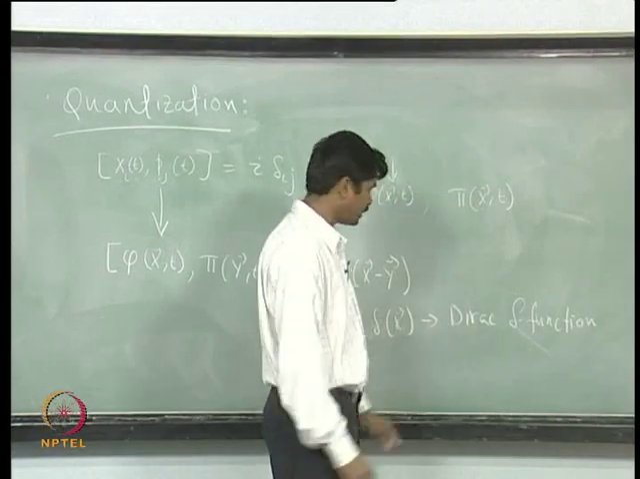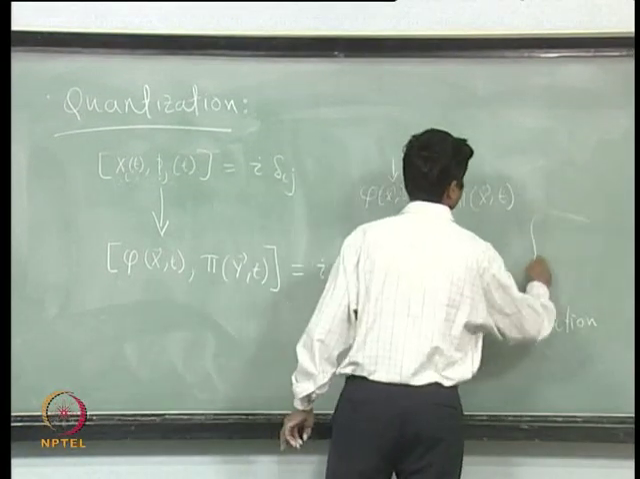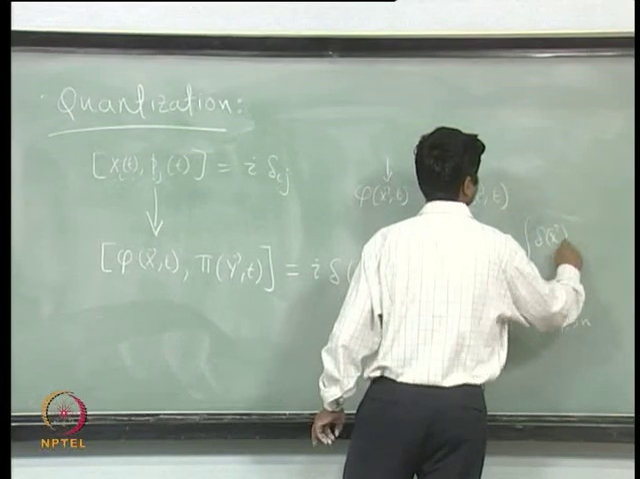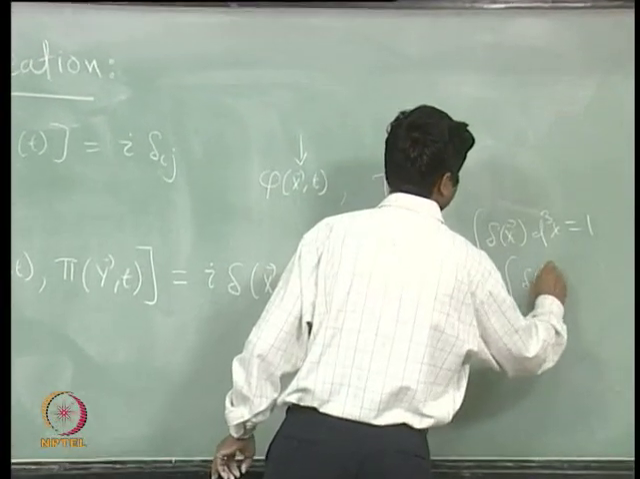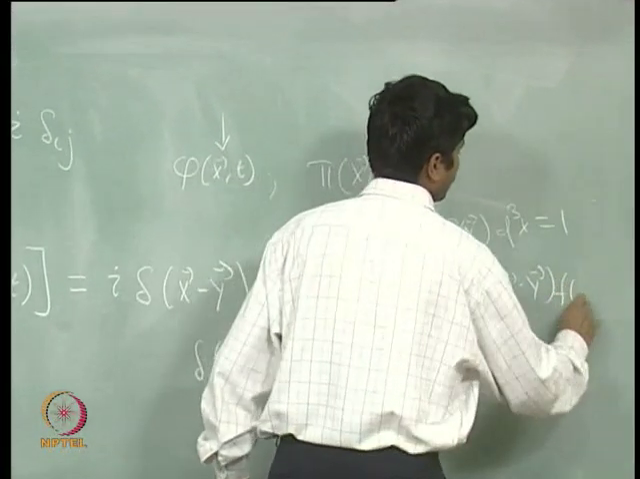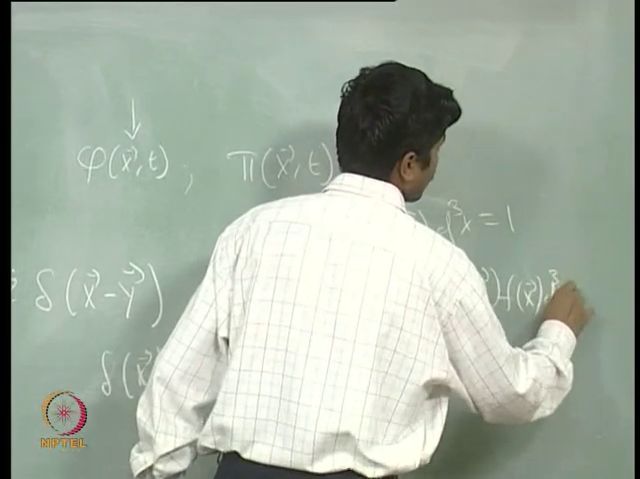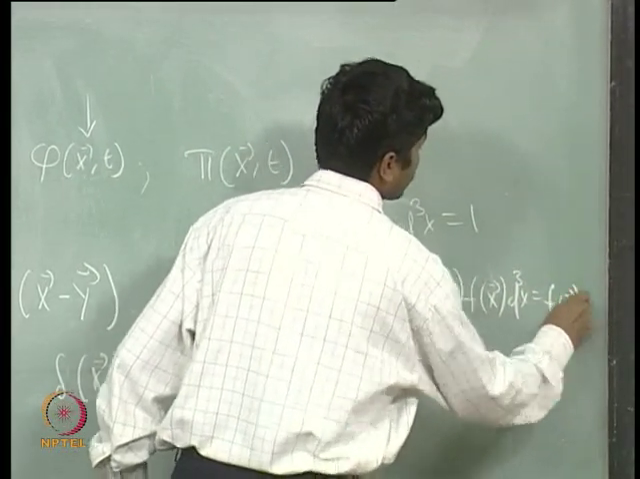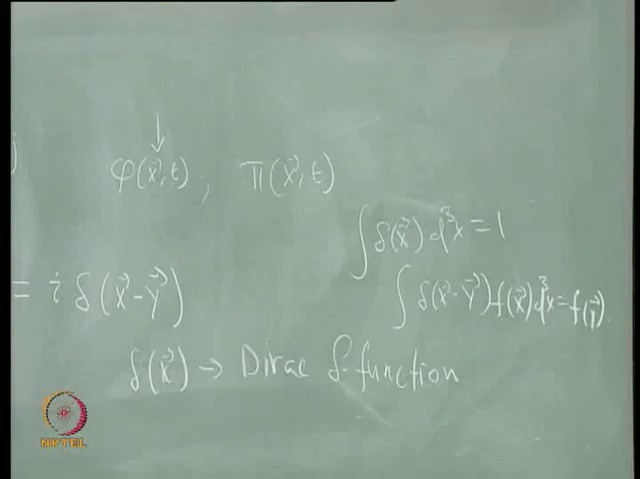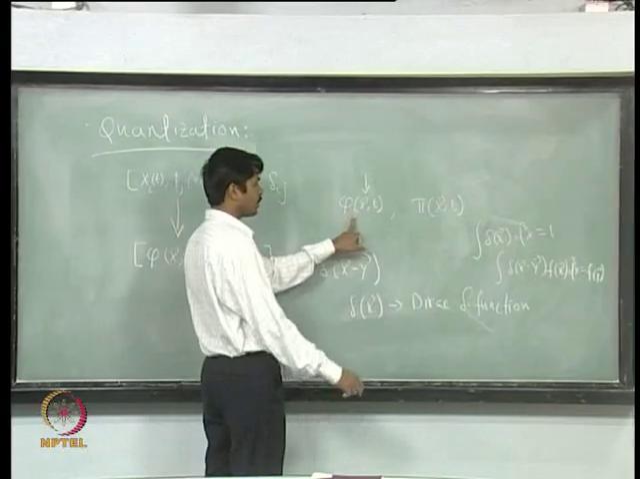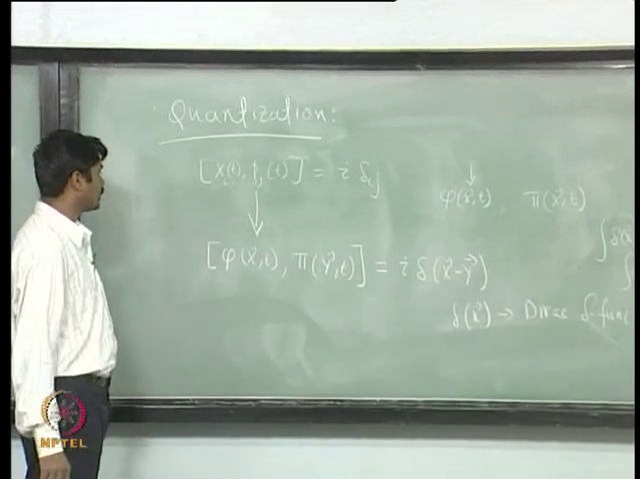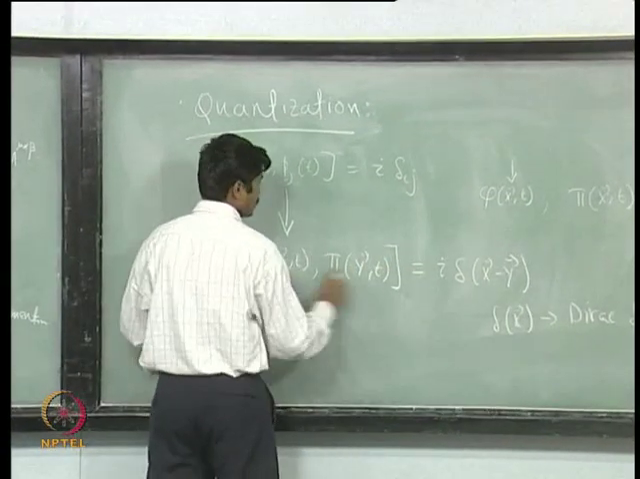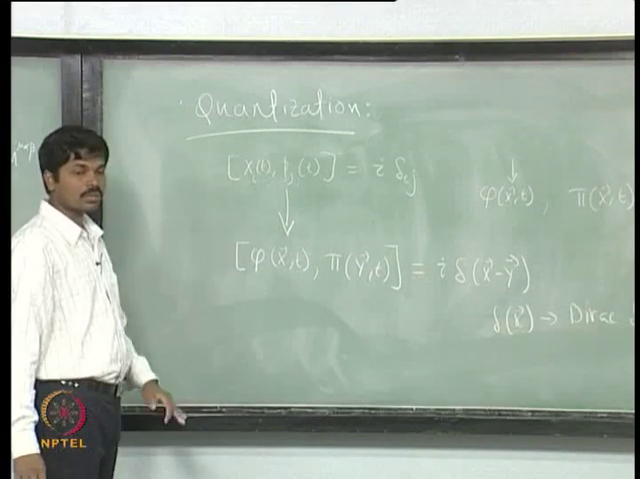Which has the property that the integral of delta of x d cube x is equal to 1, and the integral of delta of x minus y times f of x d cube x is f of y. All of you are familiar with the Dirac delta function. So, we will assume the fields phi of x, t and pi of x, t to be operators, and then we will start with this commutation relation, and then we will quantize the theory.